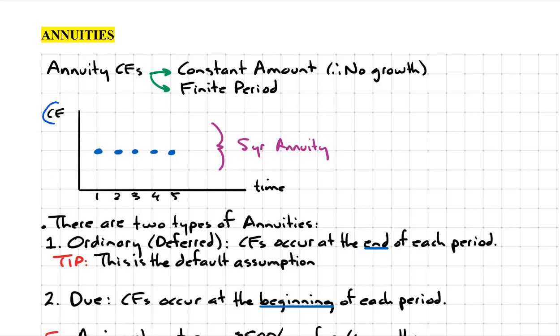So here's the cash flows. You can see that the cash flow amounts are the same each year, and at the same time, they run for a fixed period. So therefore, this would be considered a 5-year annuity.